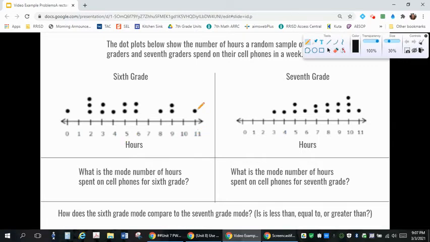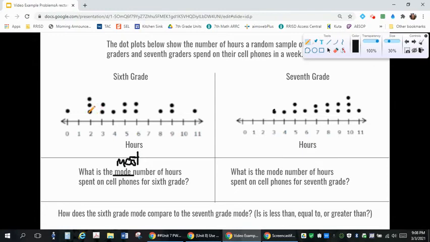So one 6th grader spends 11 hours per week on their cell phone. One of the 7th graders spends 3 hours per week on their cell phone, right? Okay, so we are asking, what is the mode number of hours spent on cell phones for 6th grade? Mode means most. So many people just look for the highest number and go, oh, most. My mode is 11, done.